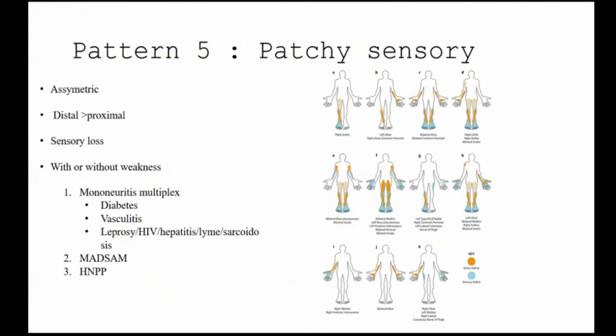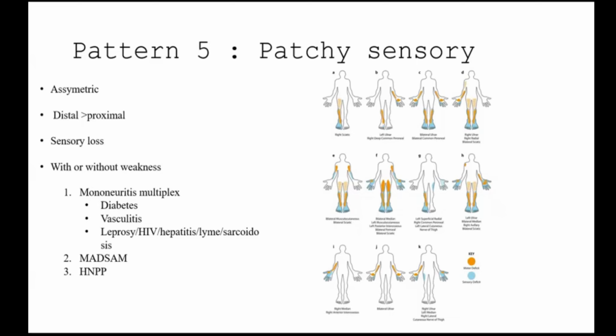The fifth pattern, the patchy sensory motor. So the patchy sensory motor, we are thinking of three main diseases: mononeuritis multiplex, diabetes, secondary diabetes, vasculitis, some infections, some malignancies, and then we are thinking of the demyelinating component, the Lewis-Sumner syndrome, multifocal acquired demyelinating sensory and motor neuropathy, or MADSAM, where the pathology is demyelination.